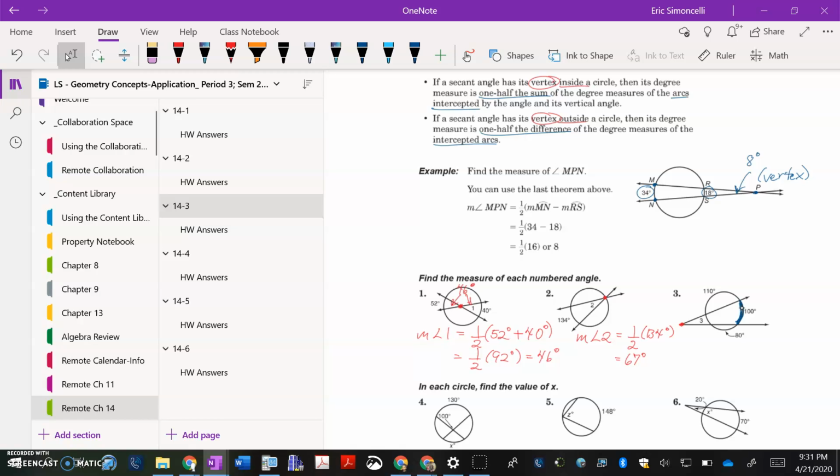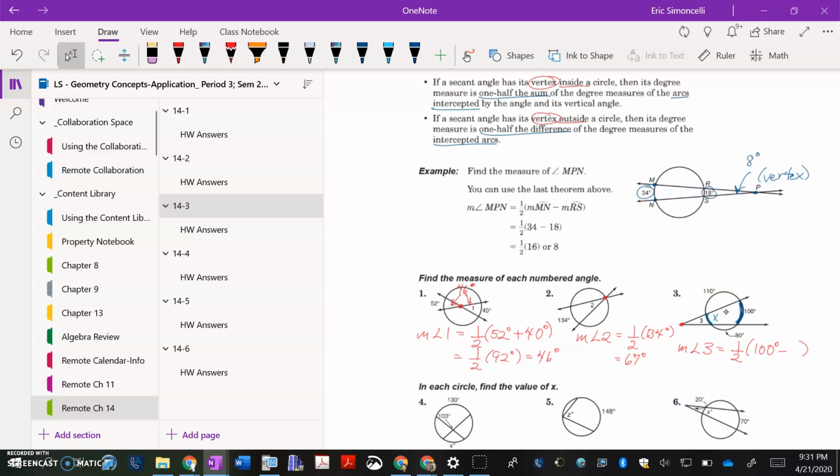Now this will be a subtraction, not an addition problem, because again, it's outside the circle. So we'll set up our equation as follows. The measure of angle 3 will equal 1/2 the difference of 100 degrees and another arc. I'm going to leave that arc open for now, since it's not known yet. This arc is really the unknown here. I'll call it x.